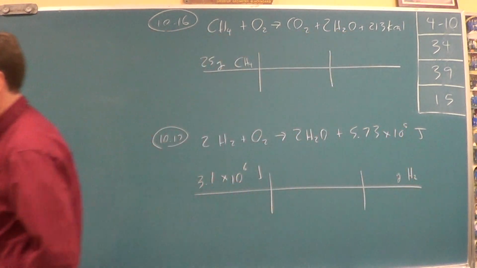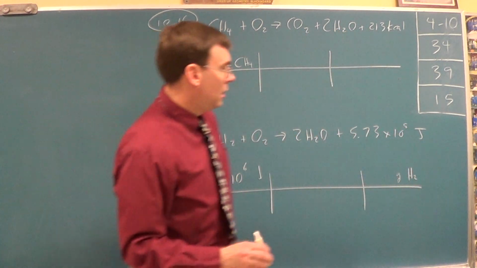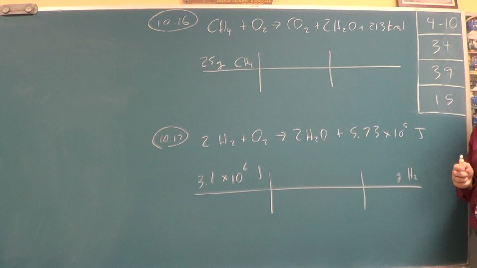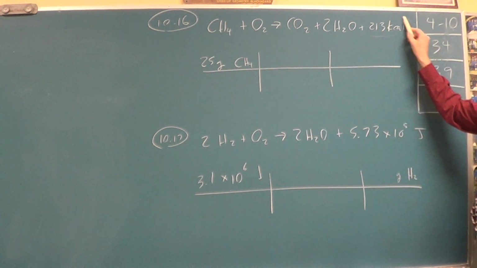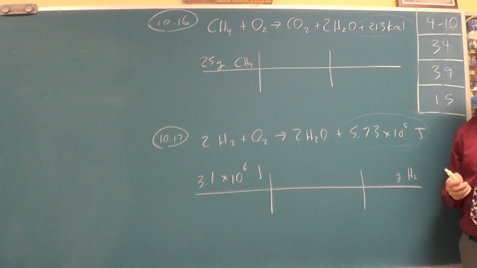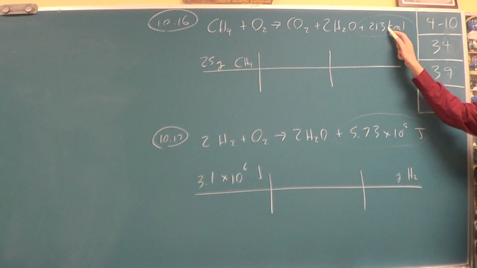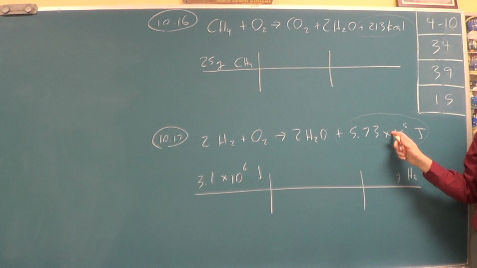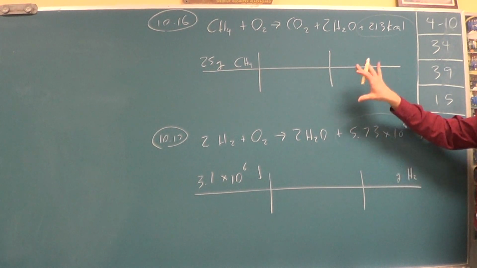So here's a math sample. What's different about these two equations compared to everything else you've seen in this chapter? What's a little weird? Calories and joules. Yeah, the calories and joules, both measurements of heat. These both have heat on the right, so those are endothermic or exothermic? Exothermic. Heat's coming out.